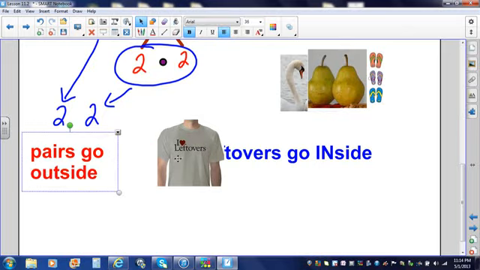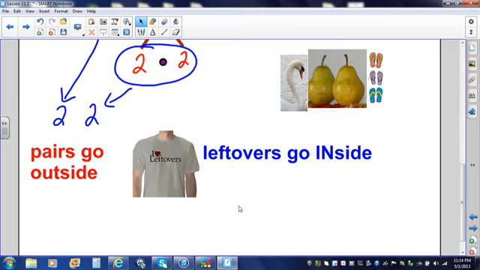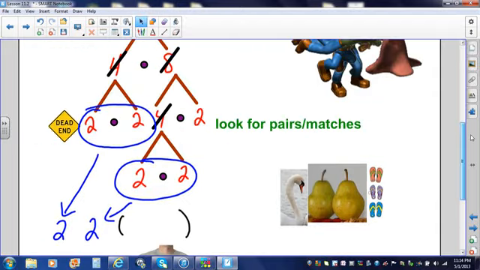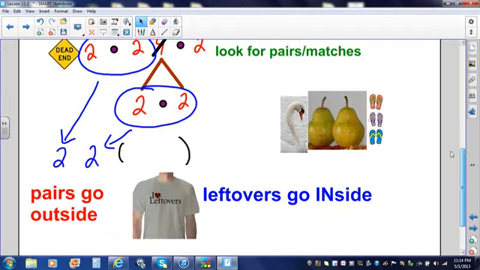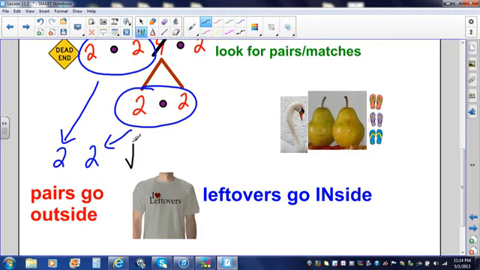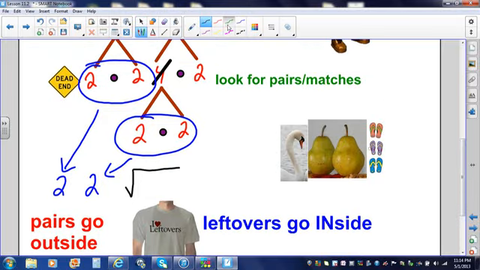Now, when we were doing factoring, we would put parentheses, and then we would put our leftovers in there. But notice, we're not doing factoring here, we're doing square roots or radicals. So instead of putting parentheses for your leftovers, since we're using a radical or square root, why don't we use the radical symbol instead of the parentheses? So what do I have left over? I have a 2 left over right here.